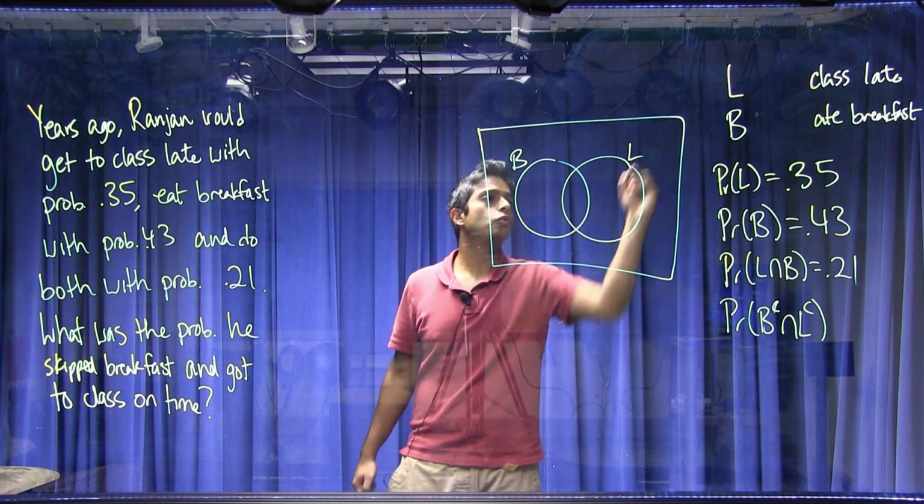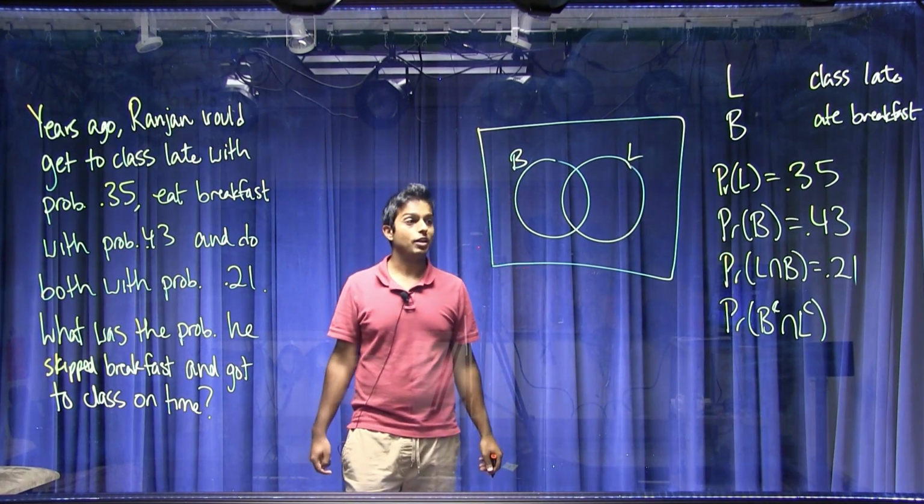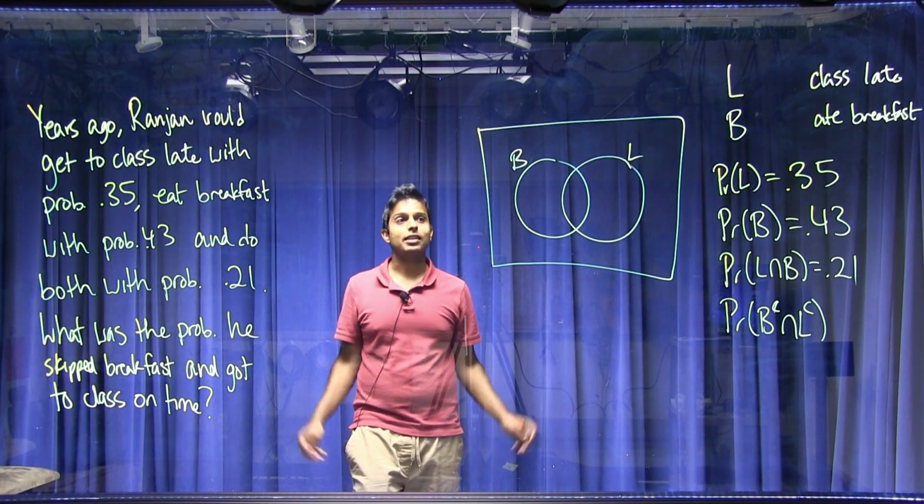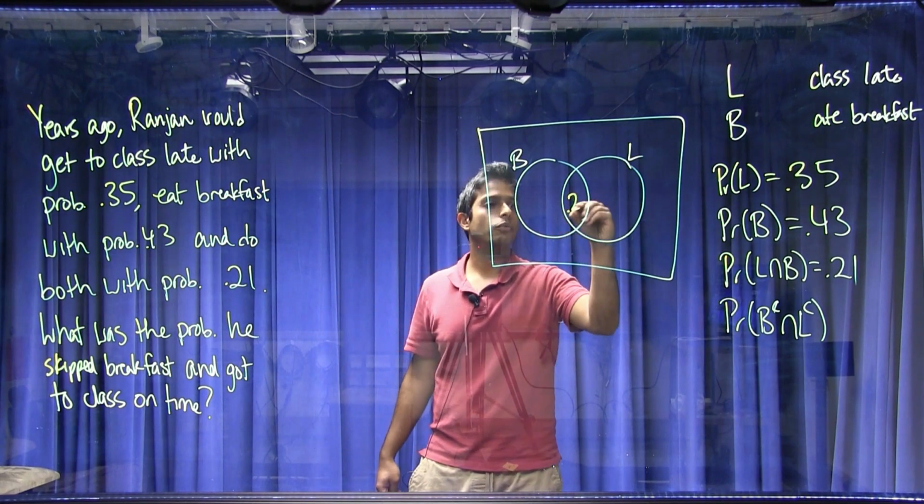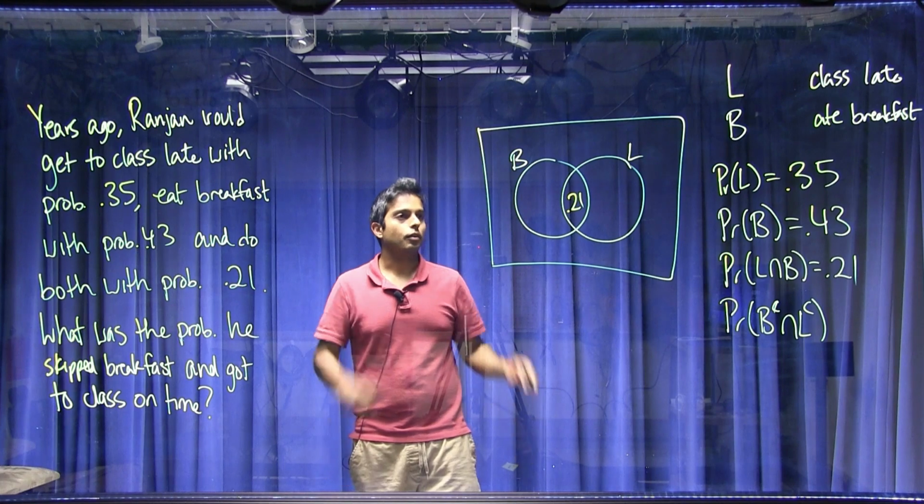Alright, so we can make a Venn diagram to do this now. We make our two sets representing our events L and B. And now we can start filling this in from the inside out. So L intersect B has probability 0.21. And now we can move outwards a little bit.